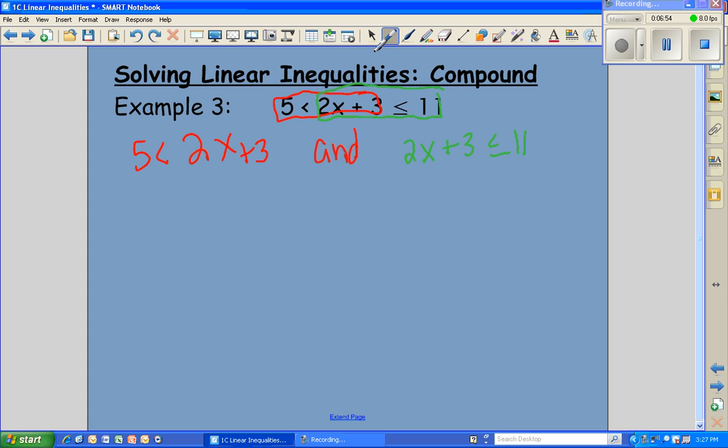Okay, so these are two different problems that we have to work out separately. So we're going to subtract 3. You get 2 is less than 2x. Divide by 2. 1 is less than x.